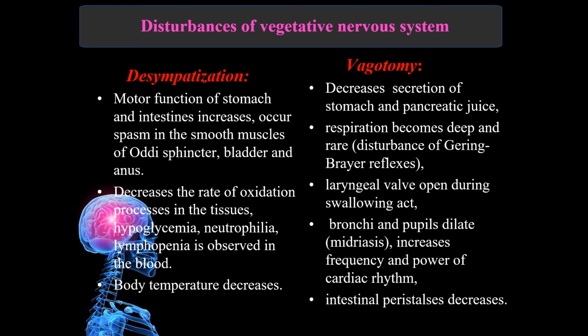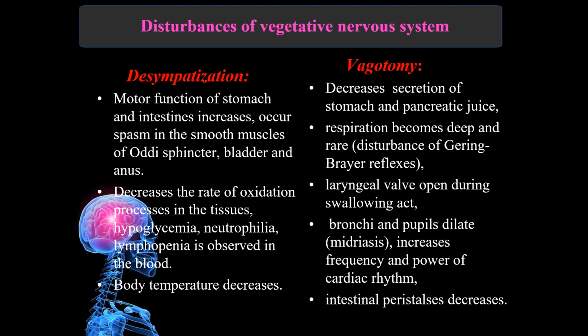For example, irritation of the sympathetic nerves accelerates heart work, and irritation of the parasympathetic nerve inhibits cardiac activity. The sympathetic nerves inhibit the activity of the digestive system, whereas the parasympathetic nerves strengthen it. And for investigation of the functions of the sympathetic and parasympathetic systems, some experiments were done on animals.